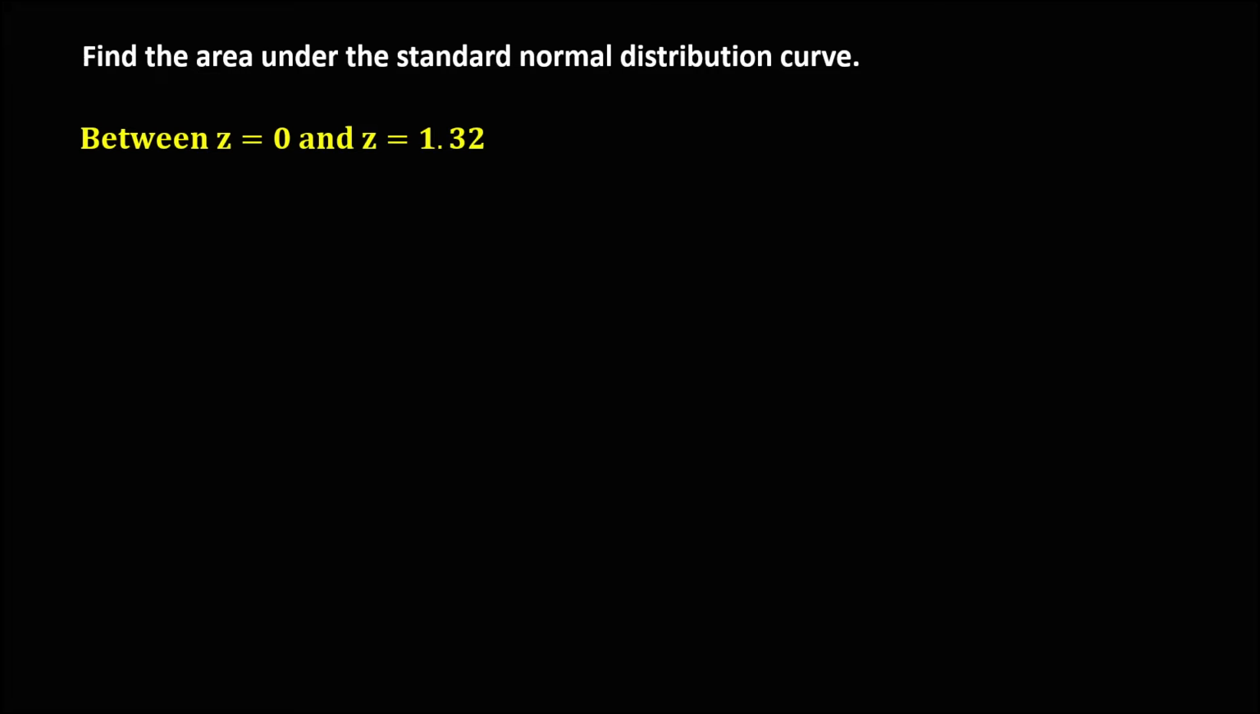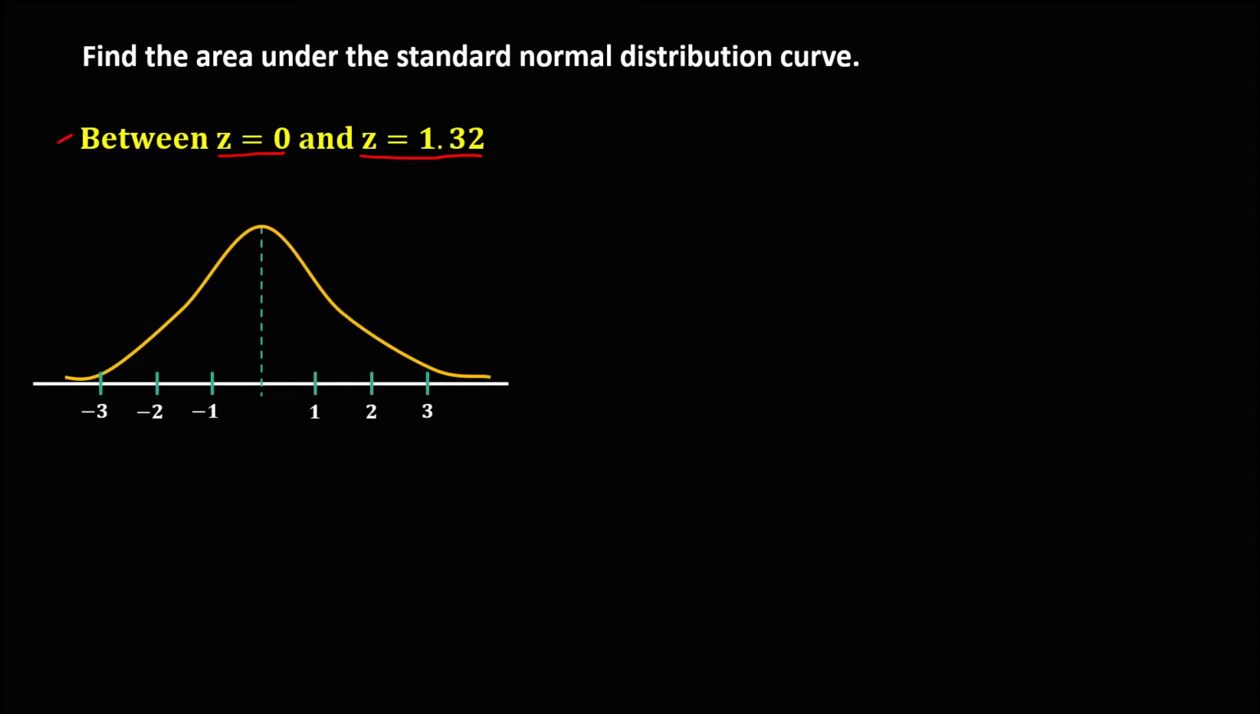So for this problem, the area under the normal curve. For this given, we need to find the area between z equals 0 and z equals positive 1.32. So in a normal curve, this is z equals 0. Then let's assume this is positive 1.32. So this is now the unknown area between 0 and positive 1.32.